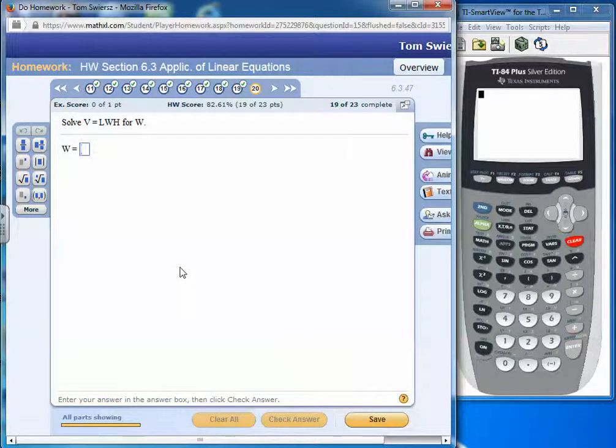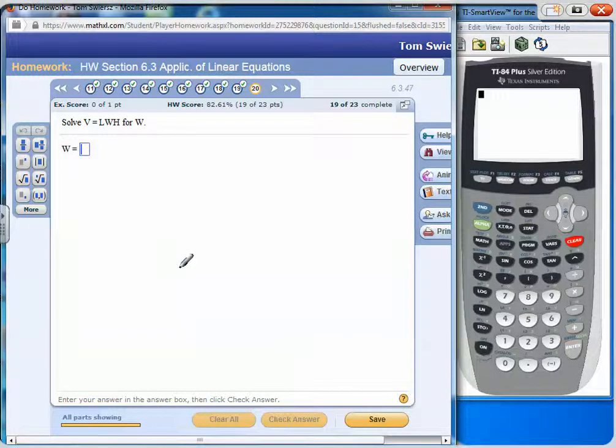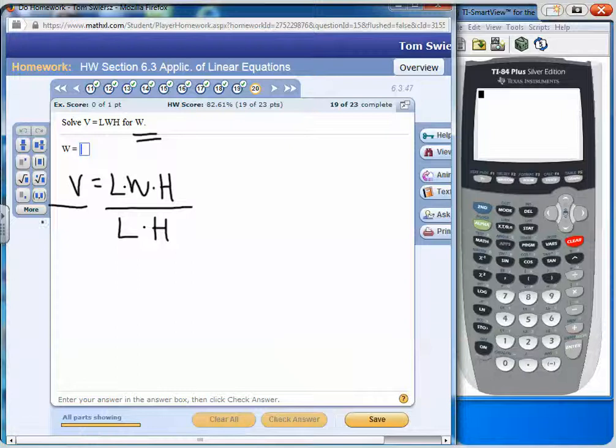Number 20, capital V equals capital L times W times H. We're supposed to solve for W. Notice these are all multiplied. If nothing's in between, the operation means multiplication. So to undo multiplication, we divide by L, and we can also divide by H. We can do it in one step, right? So what we do to the one side, we do to the other side.